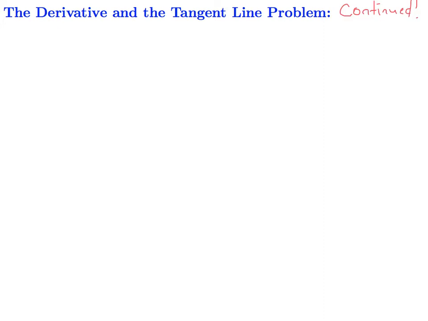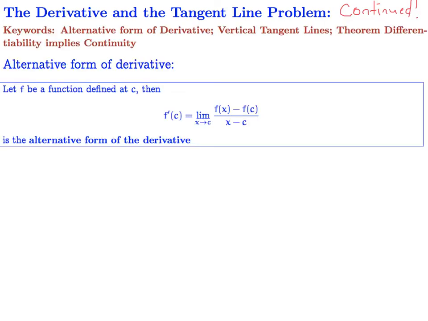But first we need to introduce a new idea, and that is what's called the alternative form of the derivative. So the alternative form of the derivative says that if you have a function defined at a particular point, then to define the slope at that point, all we have to do is compute this quantity we have on the right. So first we set up what looks like a difference quotient, and again we take the limit, and this is going to be the alternative form of the derivative. So let's draw some graphs and see what's really going on here.